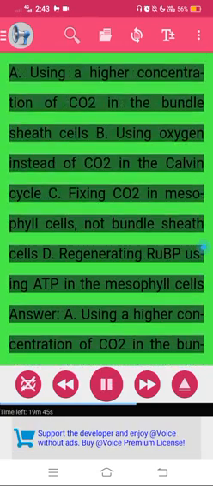Question. The C4 pathway differs from the C3 pathway by: A. Using a higher concentration of CO2 in the bundle sheath cells. B. Using oxygen instead of CO2 in the Calvin cycle. C. Fixing CO2 in the mesophyll cells, not bundle sheath cells. D. Regenerating RuBP while using ATP in the mesophyll cells.